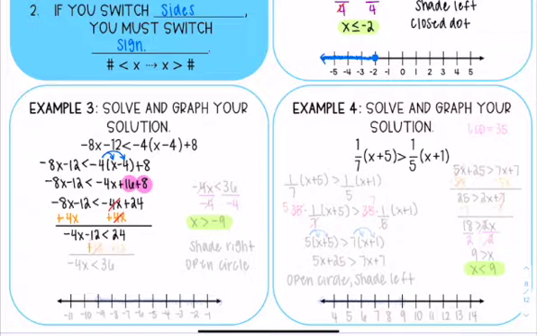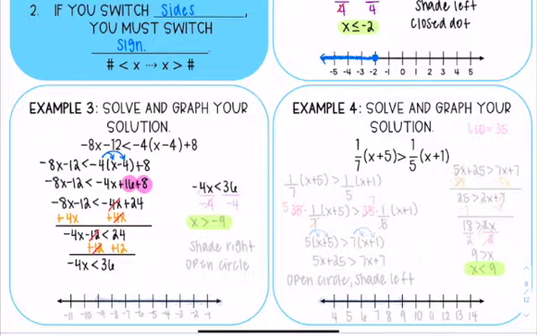We're going to want to add 12 to both sides so we can get that x by itself. And so it cancels on the left-hand side, and we get -4x is less than 36. And so let me just come up to the other side. We've got -4x is less than 36.